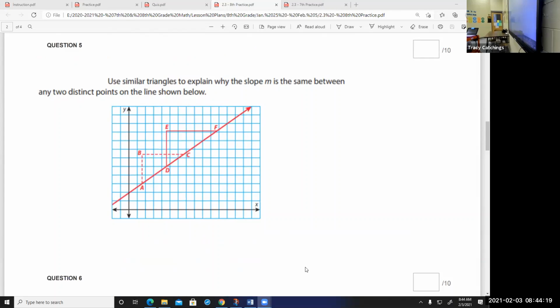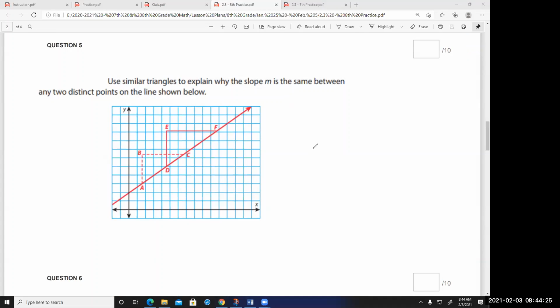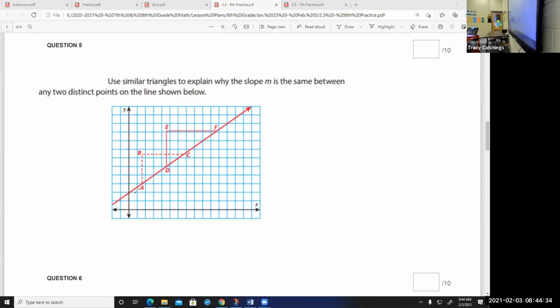All right, someone read question 5 to us. Use similar triangles to explain why the slope m is the same between any two distinct points on the line shown. All right, now when we discuss slope, we discuss triangles, making triangles and being on the same line. Anybody recall?